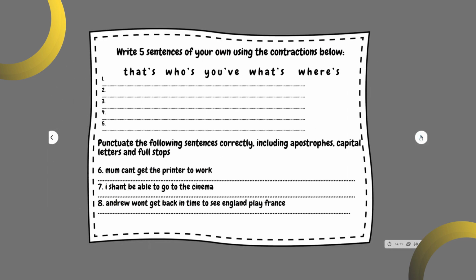And the last one, have a go at using these contractions below and write 5 sentences of your own. And on 6, 7, and 8, the apostrophes are missing, the capital letters are missing, and the full stops are missing. Have a go at putting them in the right place.